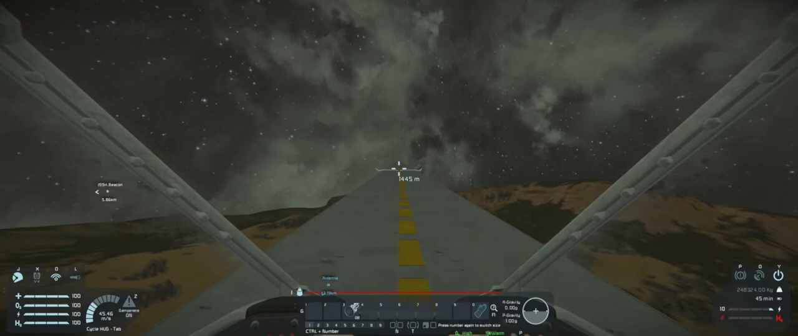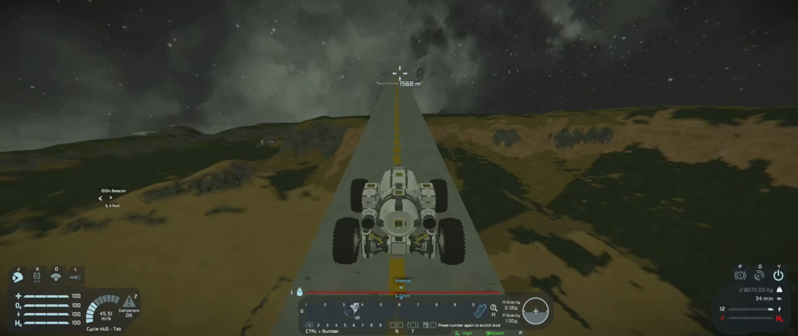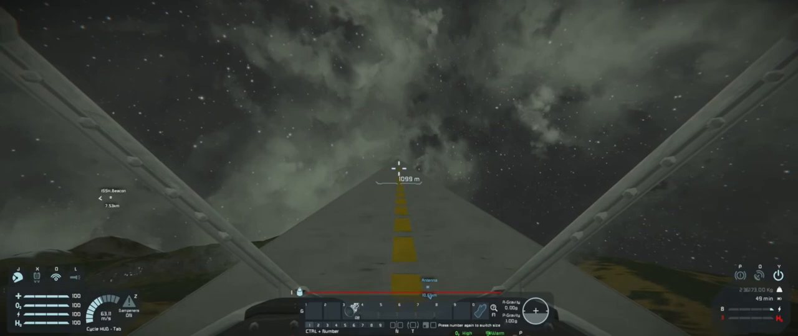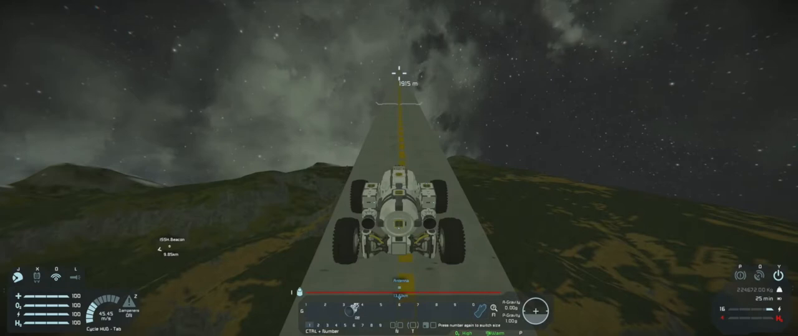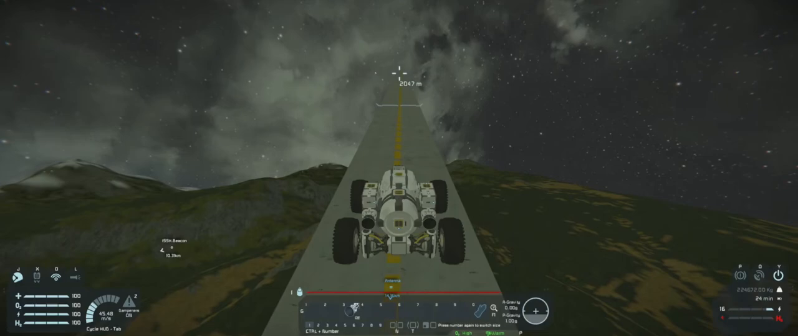So let's do some fast forward. And I will maybe activate the hydro thrusters so we are a little bit faster. So we are at 2,000 meters above ground, still 1G. We stick to the road, no problem so far. Let's continue.